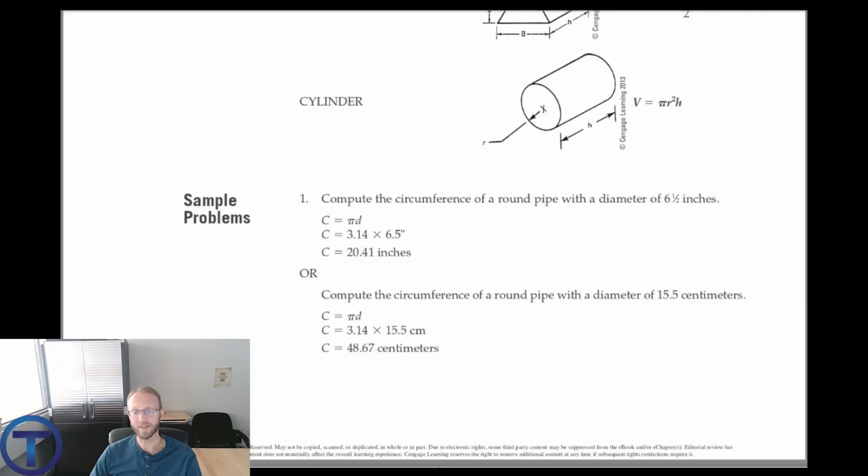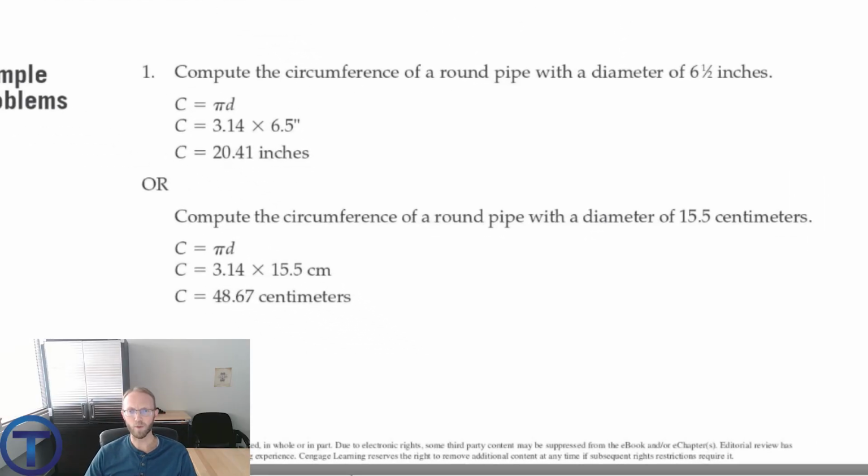Let's do some of the sample problems, and then I'm going to turn you loose on the exercises. Compute the circumference of a round pipe with a diameter of 6.5 inches. Circumference equals pi times the diameter, so we take pi, that's 3.14, and times it by 6.5, because 6.5 inches is the same as 6.5 inches. And we get 20.41 inches is the circumference.